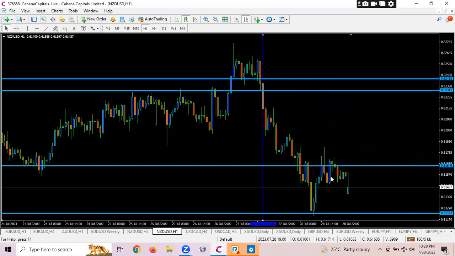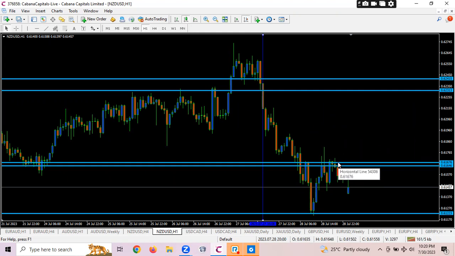Okay, and if a 4-hour candle closes above this resistance, this level becomes a mitigation block. Okay, so my bias on New Zealand USD is bullish. Let's go to the next pair, USD CAD.